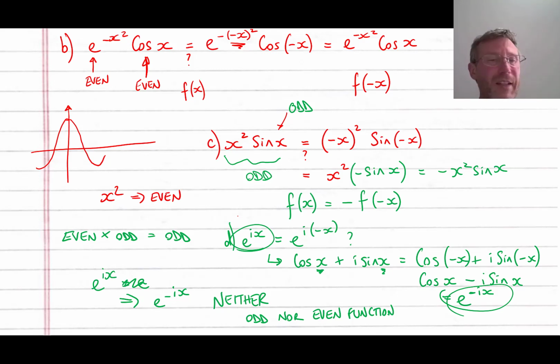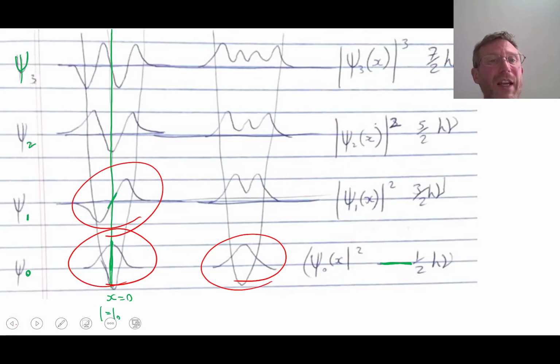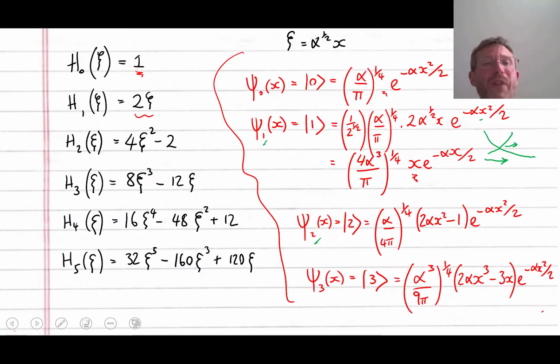So now that we understand what even and odd functions are, we can go back and look at our Hermite polynomials and ask, are they even or odd? If we look at this first h1 function, we've got the 2 times the xi in here, so this ends up being an odd function. It's just like the y equals x function. We've got a xi term in here, so h as a function of xi ends up being an odd function.